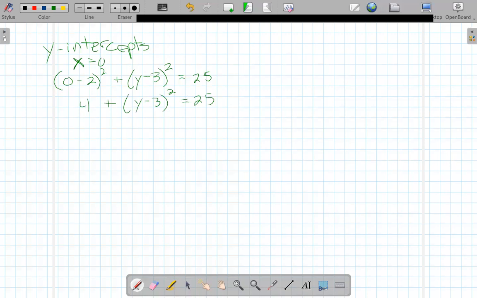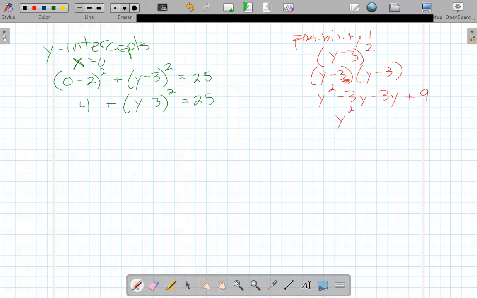From here, there's 2 routes you could take. You could square the y minus 3. So that's one possibility. Y minus 3 squared really means y minus 3 times y minus 3. Don't forget that. That's super important. And then you have to distribute. Y times y is y squared. Y times minus 3 is negative 3y. Negative 3 times y is negative 3y. And then negative 3 times negative 3 is positive 9. So that squares out to be y squared minus 6y plus 9. And then you can put that back in here.